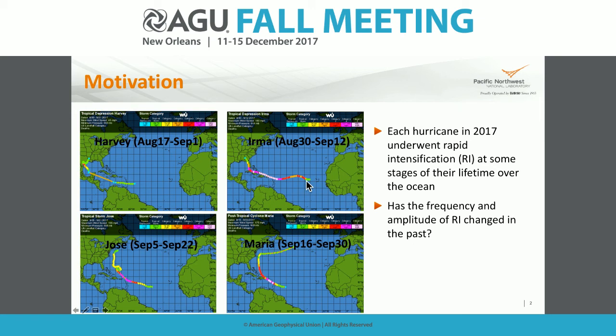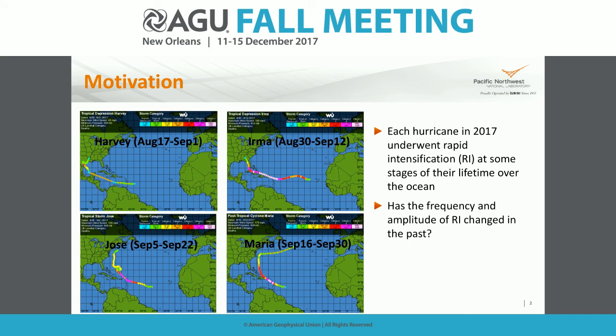In the central or eastern Atlantic Ocean area, this is when Hurricane Irma intensified rapidly within 24 hours. And if you look at each of the cases that we talk about, you do see that each hurricane in the 2017 season underwent rapid intensification, at least at some stages of their lifetime over the ocean, and that's why the intensities became pretty strong.